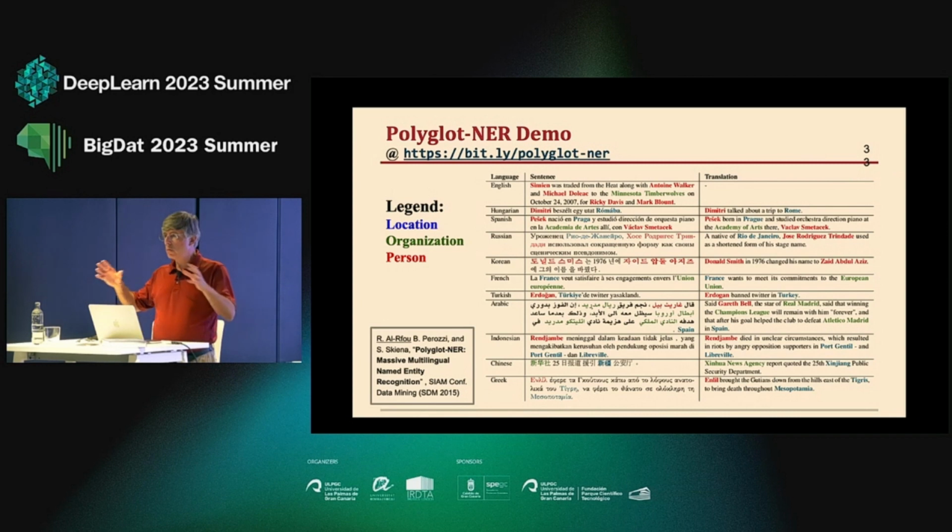News is written about people. Things happen to people, things happen to organizations, things happen in places. You would like something that could read a text in any language and identify what the people, places, and things are. Okay? People, places, and organizations. And how could you do this?